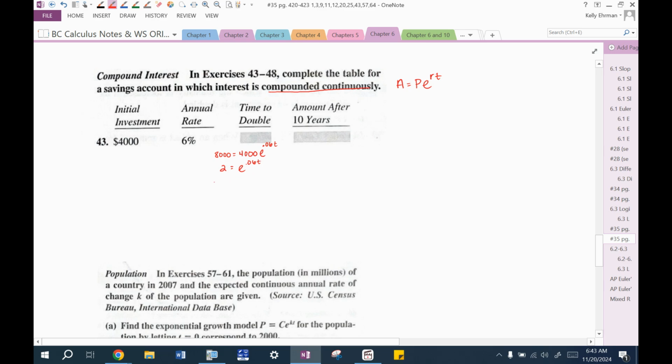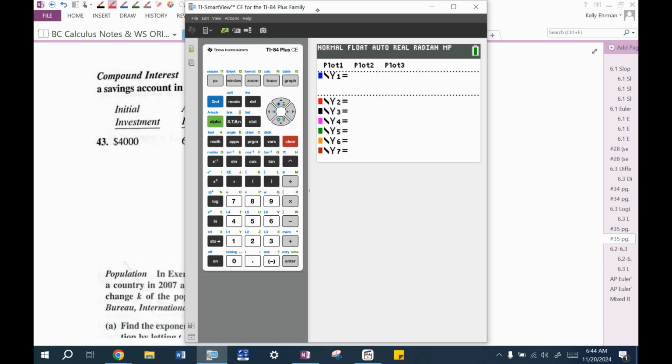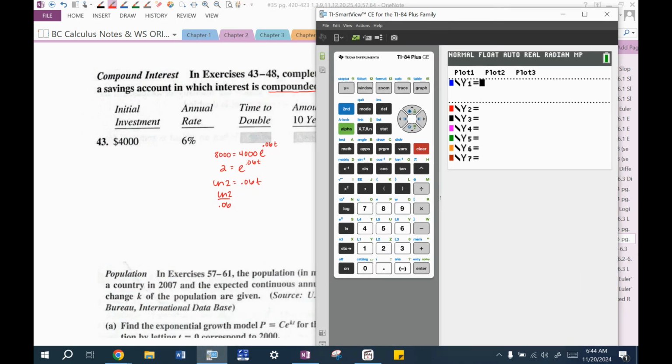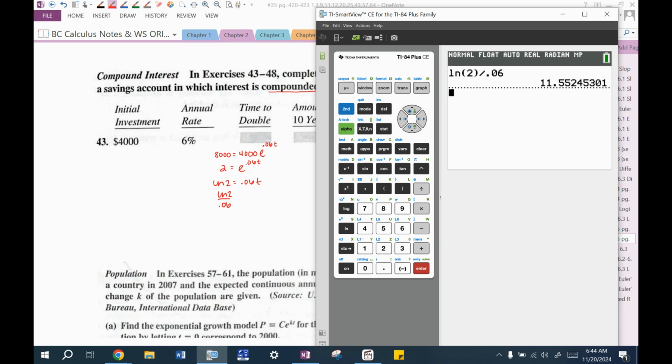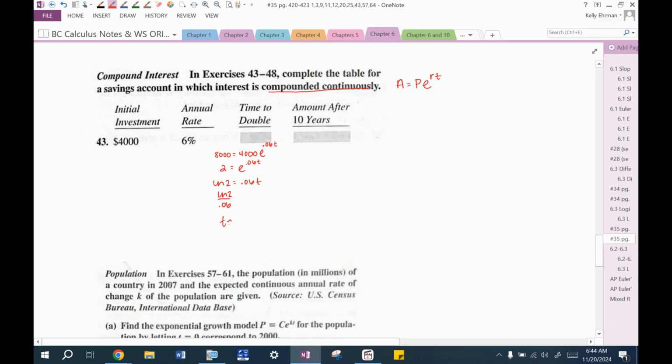To get rid of the base e, you natural log both sides, and divide by 0.06. So we can see what that approximates to. I guess I don't have to use a calculator, I could just leave it like that, but just out of curiosity, it's about 11.552 years. All right.